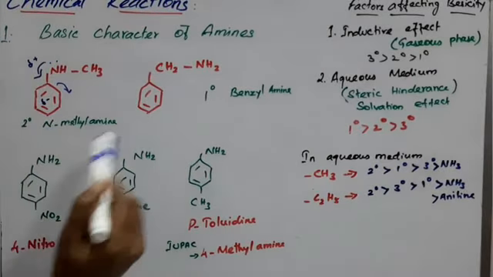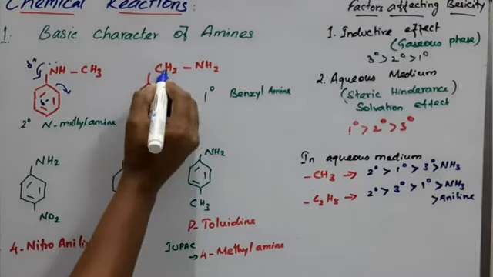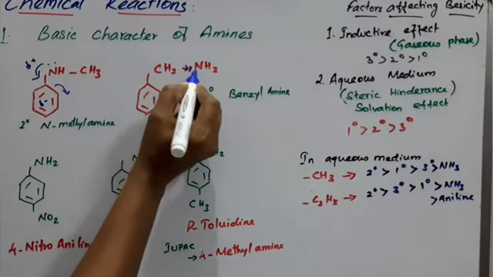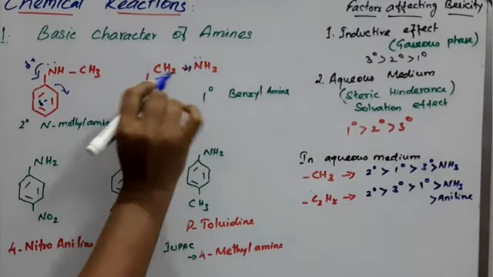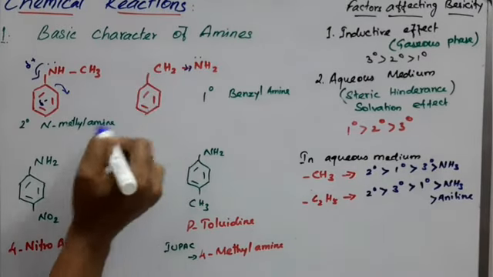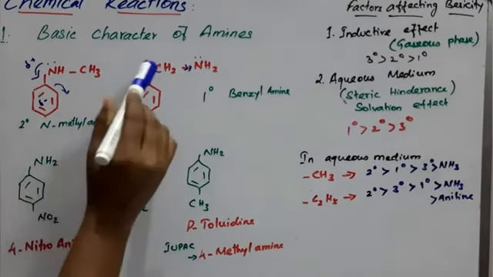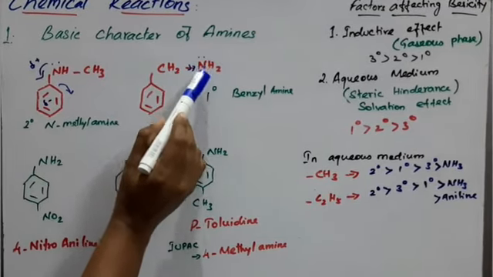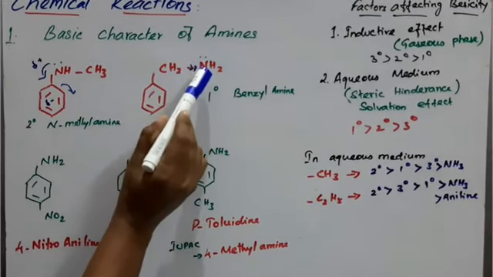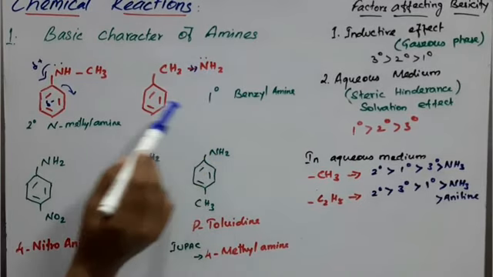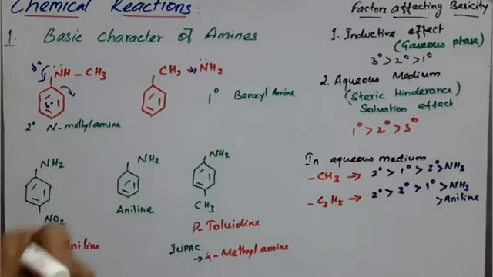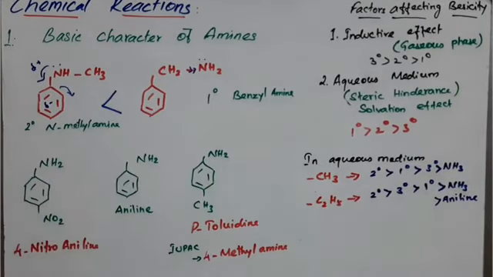But here you see it is an electron releasing group and this amine group is present here. It is not directly bonded with the benzene ring, so it keeps on releasing electrons. So the electron density is more, so the lone pair of electrons is available to determine the base character. So compared to this, benzyl amine is more basic, this is your more base character.